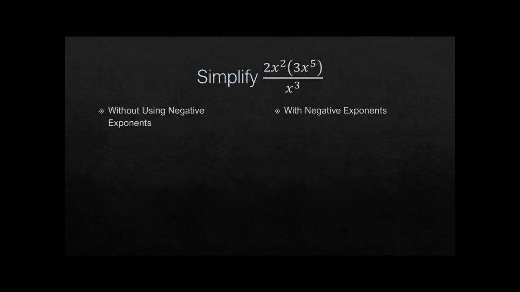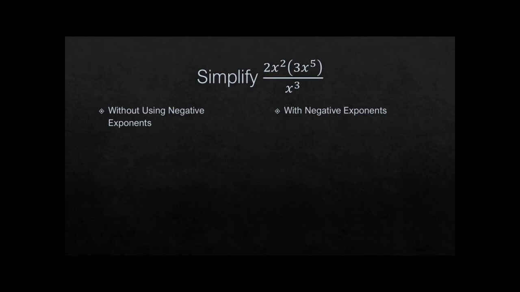So often people are like, well, why do we even have these? Why do we need to know these? So I want to show an example of how you can simplify if you didn't use negative exponents at all, and then how you can simplify using negative exponents so that you can kind of see what might be easier for you, because some might make more sense to you.